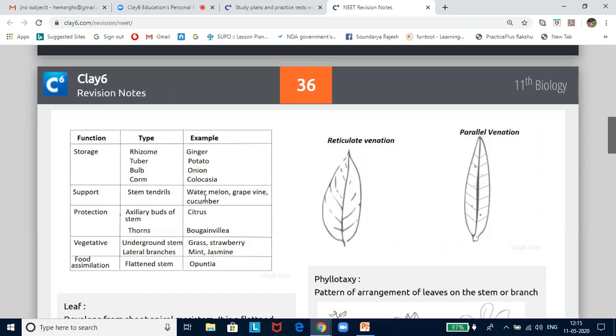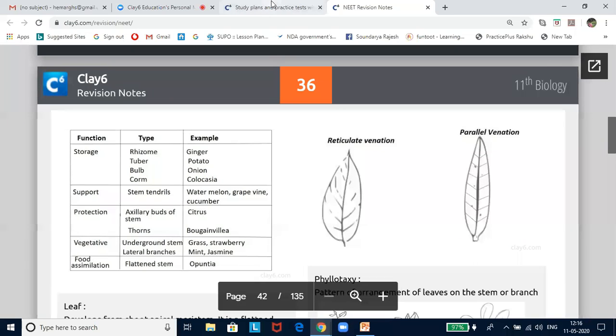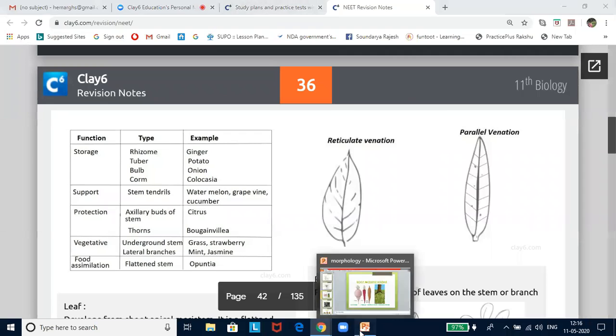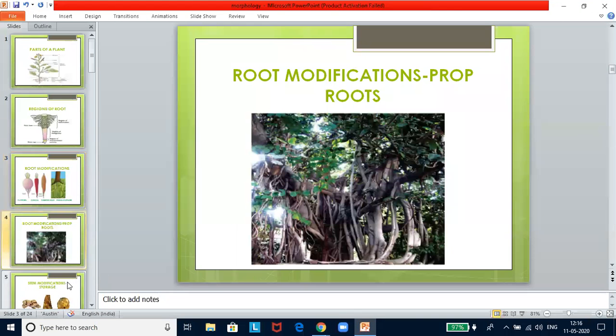So if you look at xerophytic plants, all the opuntia, the food is getting assimilated, as a result of which the stem becomes very thick, and it even takes up the function of photosynthesis. So this is about the flattened stem of opuntia. Now let us look into stem modifications.